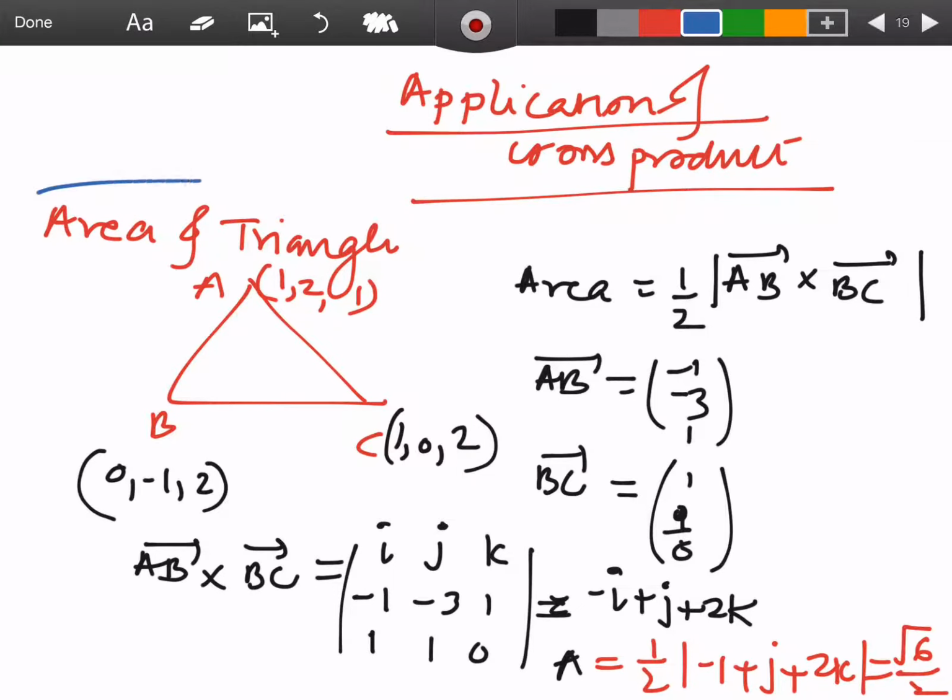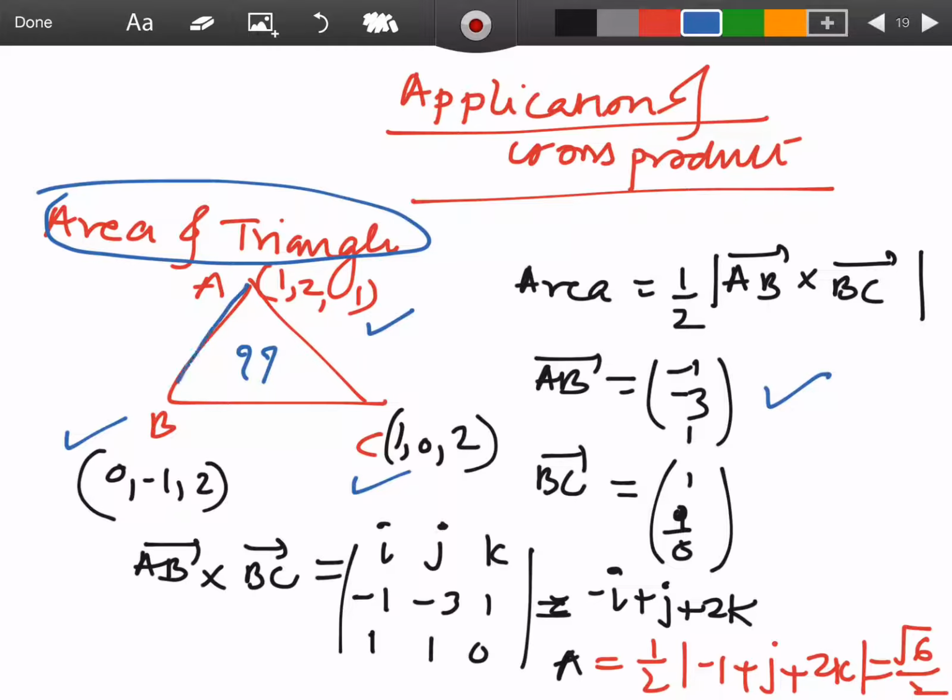Moving to the next application of the cross product, finding the area of a triangle. Generally in the IB exam, you are given three coordinates and you want to find the area of the given triangle. First you find vector AB, and find either vector AC or vector BC, whichever you want. Take the cross product of these two. I'm taking AB. Vector AB is going to be (-1, -3, 1). Vector BC is going to be (1, 1, 0).